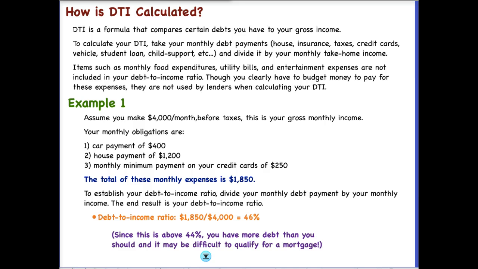So again, this is on a monthly basis. So here's how it's calculated. We compare certain debts that you have to your gross income, and it's as simple as that. It's just merely a ratio. So we would take our monthly debt payments.